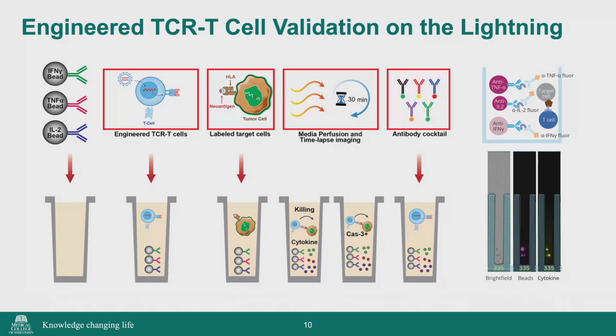And so as a first step, we added 3 different cytokine capture beads for well-known cytokines that play an anti-tumor role. Then we selectively penned in engineered TCR T cells. We added labeled target cells. So these are artificial antigen presenting cells that presented this fusion gene. And these were labeled with CFSE so that we can monitor the target cells over time. And then we perfused in a caspase reagent that allowed us to determine the exact moment that the tumor targets were being killed. And then, as I mentioned, we added our antibody cocktail, which allowed us to then quantify the cytokines that were being produced.